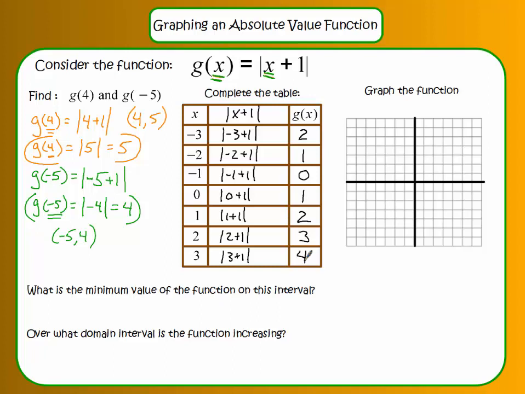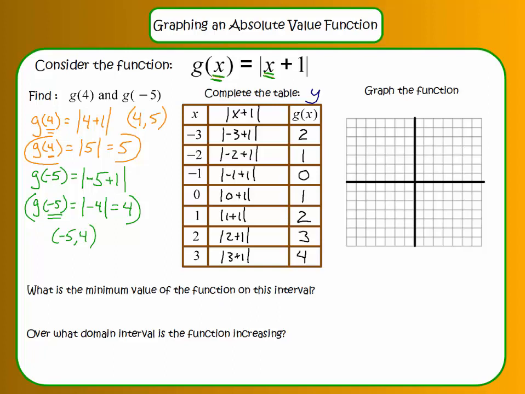So, now I have coordinates. I have an x, and I have a y value. Okay? Remember, this g of x, or f of x, or p of t, or whatever it happens to be, the function notation, is the same thing as saying y. Okay? So I have coordinates. Let me start graphing these coordinates.